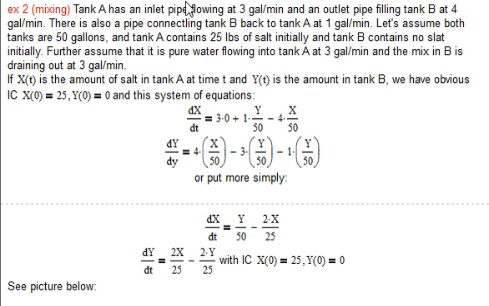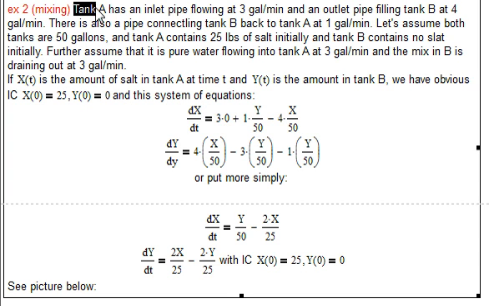Well, here's another example, and what we have is a tank, call it tank A, and it has an inlet pipe, and it's flowing at 3 gallons a minute, and an outlet pipe that's filling tank B at 4 gallons per minute. There's also a pipe connecting tank B back up to tank A at 1 gallon per minute, so tank A has a stable volume, see, because there's 4 gallons coming in and 4 gallons going out.